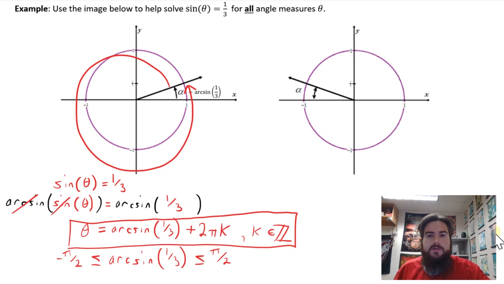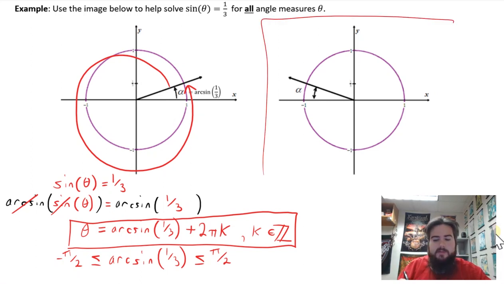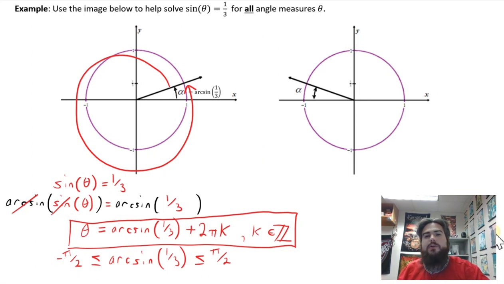Look at our original question. Sine of theta is equal to 1/3. Well, that shouldn't only happen in quadrant 1, because sine equals positive ratios also in quadrant 2, as demonstrated with the second picture we have here. We should have another angle measure in quadrant 2 that has the same reference angle, or is the same distance from the x-axis.